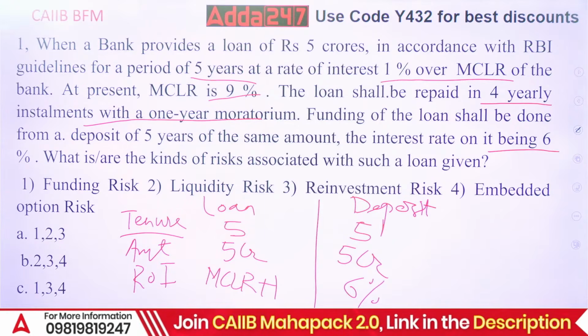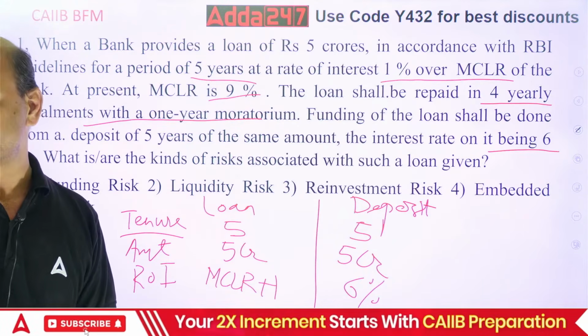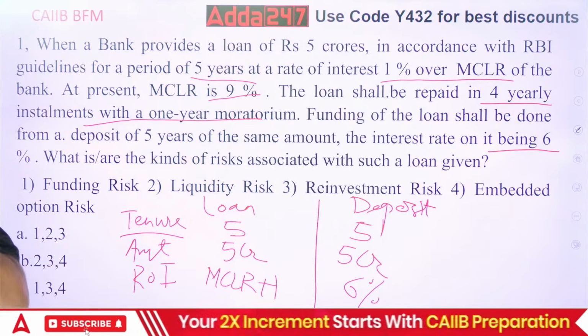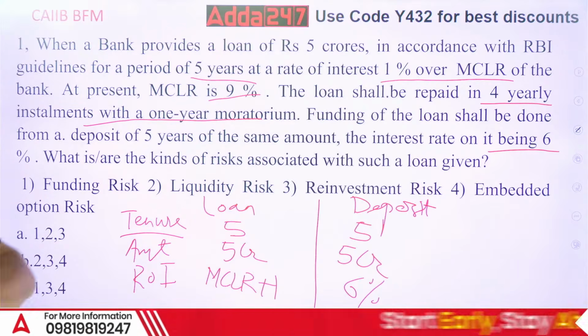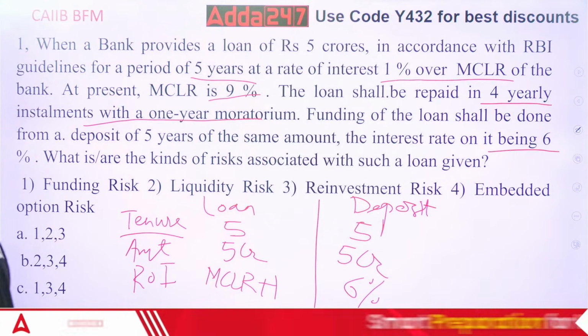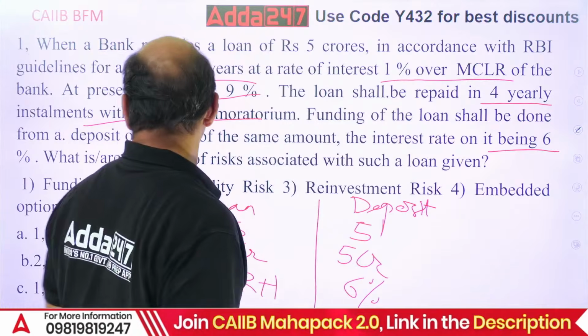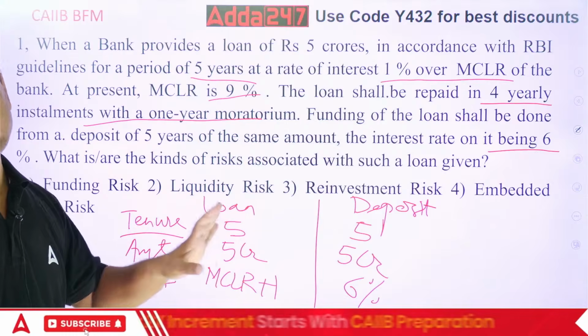So which of them will the bank be facing? Funding risk, liquidity risk, reinvestment risk, and embedded option risk. Options 1 to 3, embedded option will not be there. Embedded option means what? Chalo, let's study one by one. Funding risk. Can there be a funding risk? Yes, there can be a funding risk.